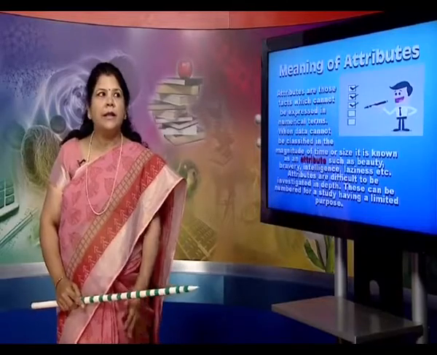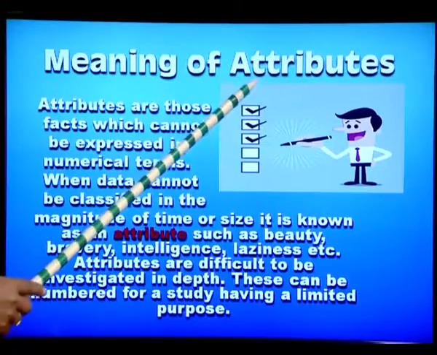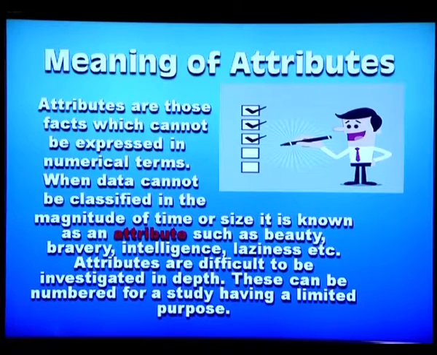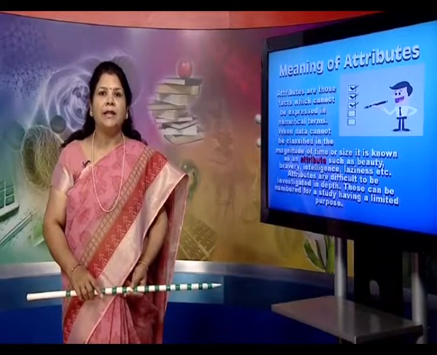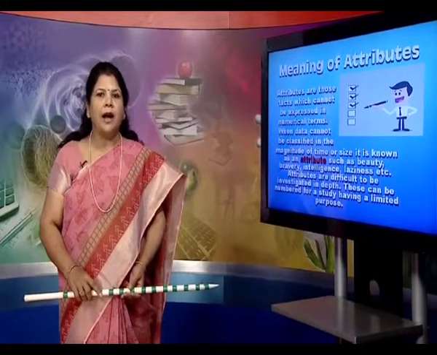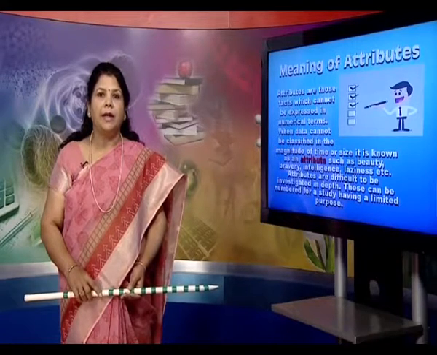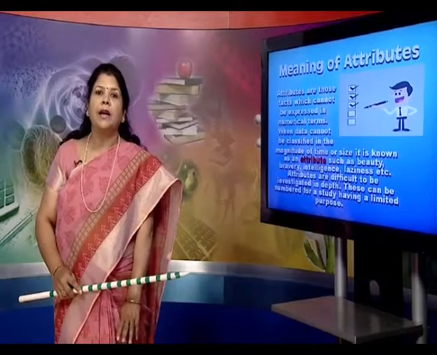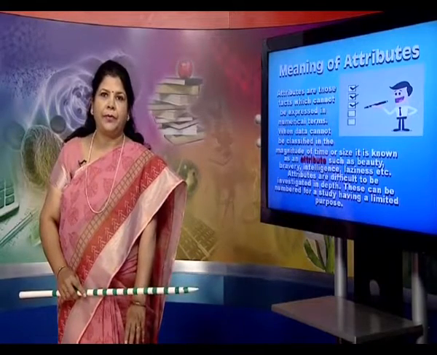Now, let us understand the meaning of attributes, because not all data is a variable. Attributes are those facts which cannot be expressed in numerical terms. When data cannot be classified in the magnitude of time or size, it is known as an attribute, such as beauty, bravery, intelligence, laziness, etc. Attributes are difficult to be investigated in depth. These can be numbered for a study having a limited purpose.